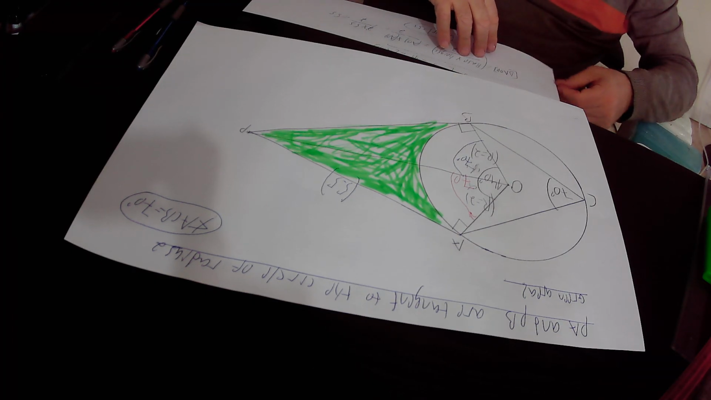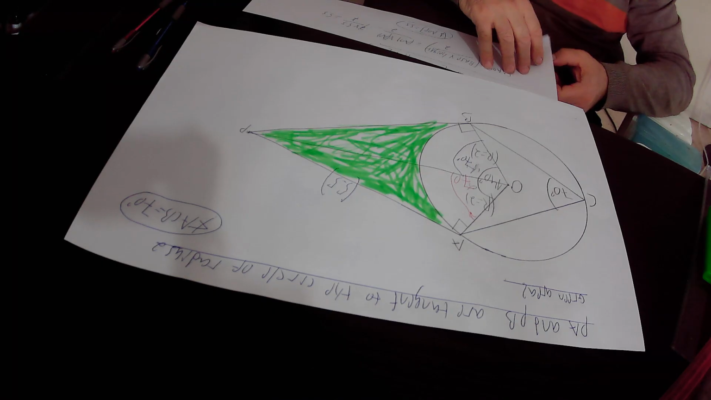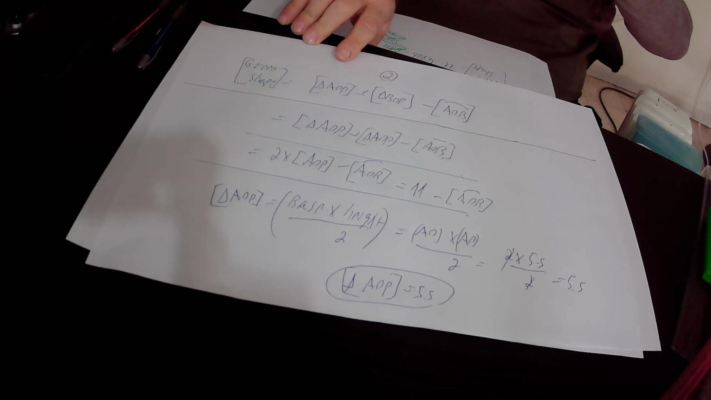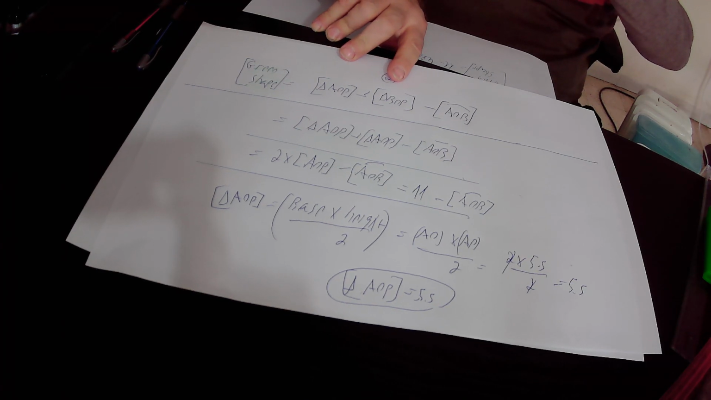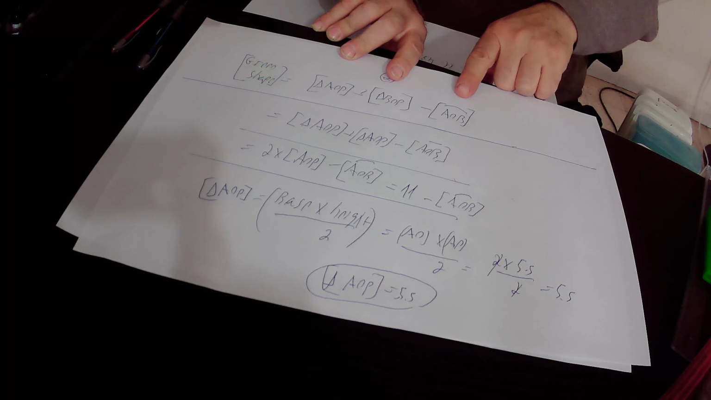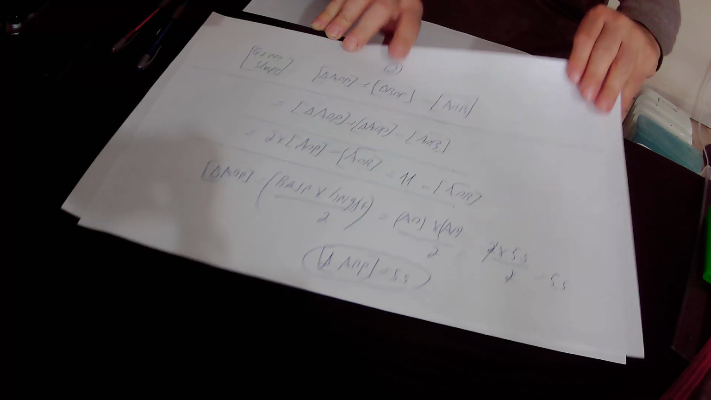Okay, so the area of the green shape equals the area of the upper right triangle AOP plus the area of the lower right triangle BOP. The sum of the areas of those two right triangles will give us the area of quadrilateral AOBP. And after we subtract from the area of quadrilateral AOBP the area of sector AOB, we get exactly the area of this green shape.